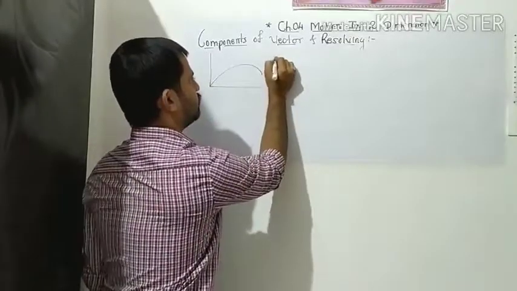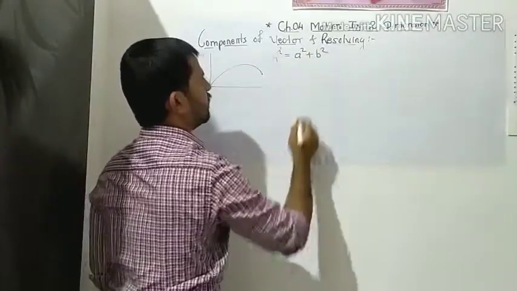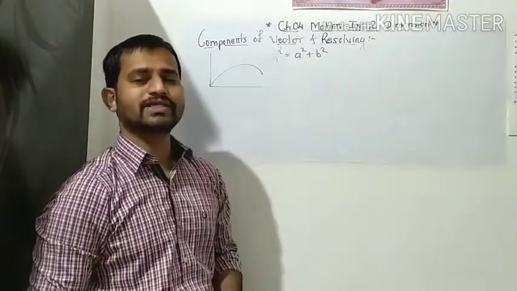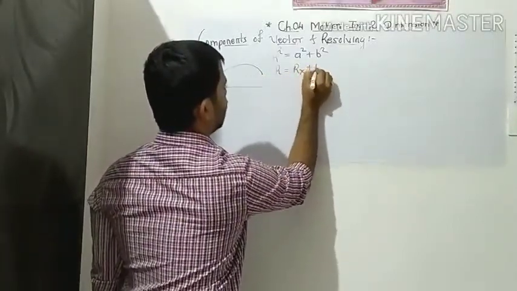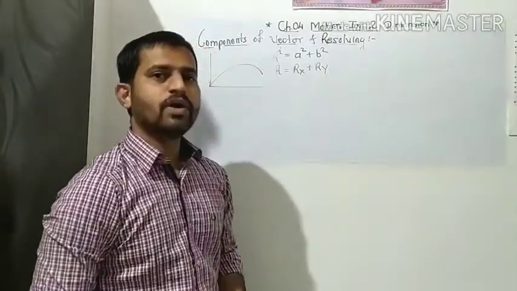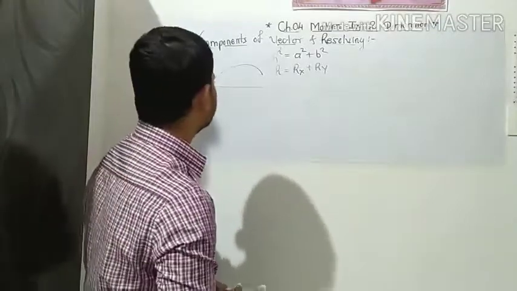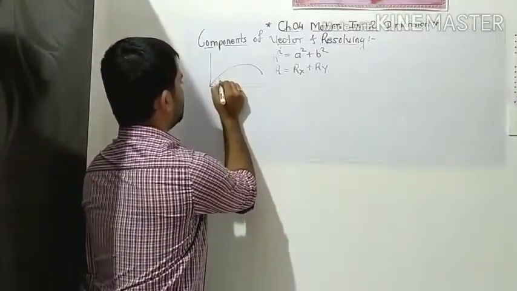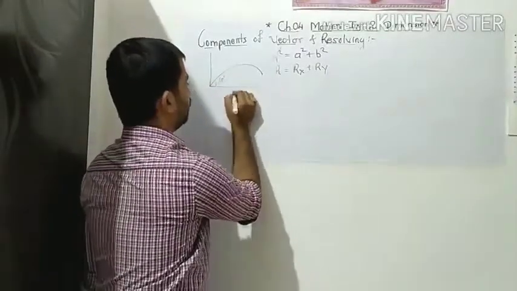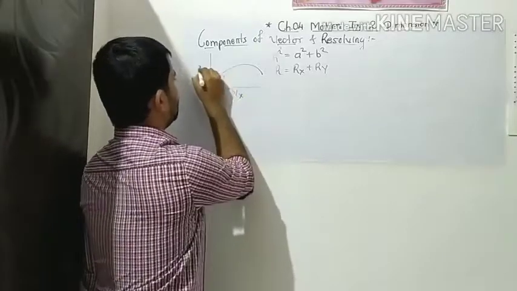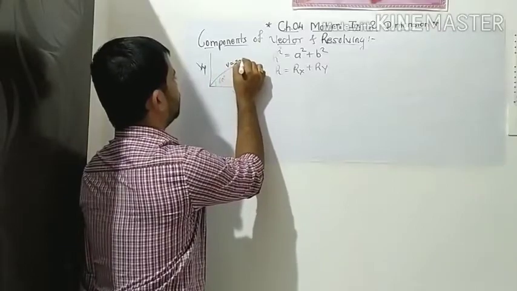It is R square is equal to a square plus b square, or we can say that R is equal to Rx plus Ry. And if we have the value of this resultant, suppose it is making some angle 60 degrees with respect to one of the vectors, suppose this is the Vx and this is the Vy, and it is having the velocity equal to 20 meter per second.